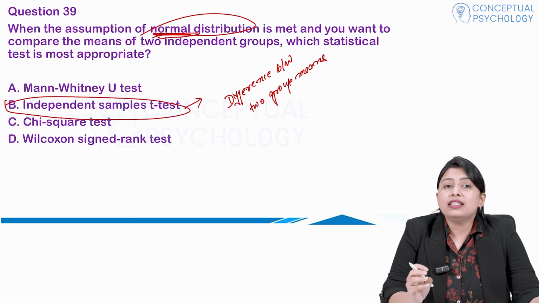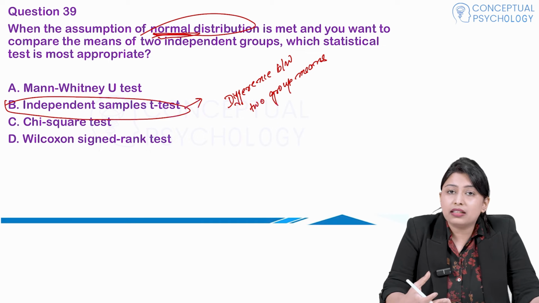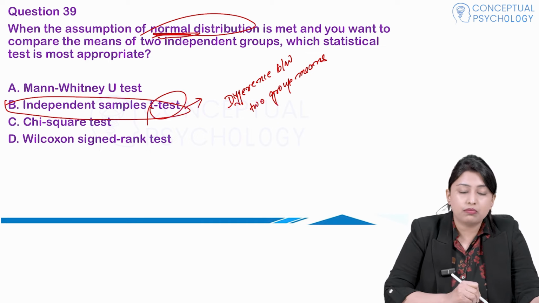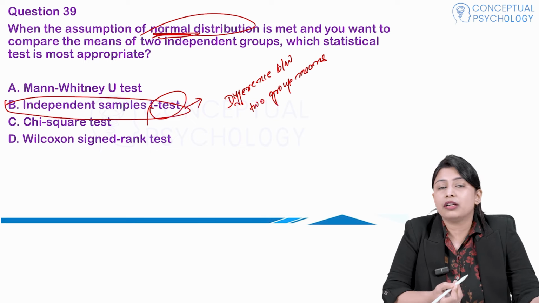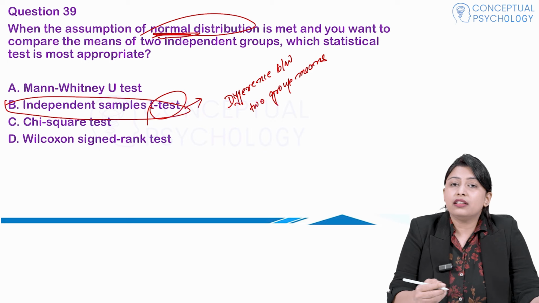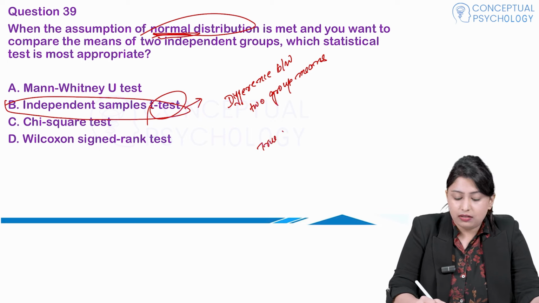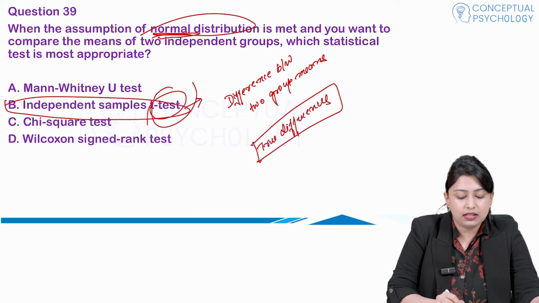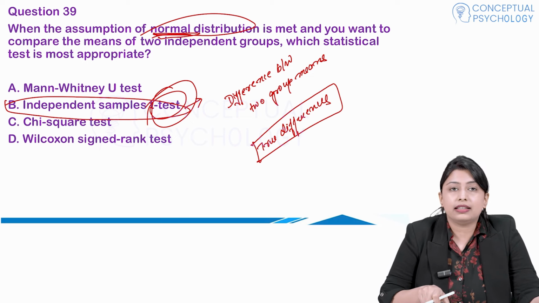Okay, so when these parametric assumptions are met, the t-test is more powerful. The t-test becomes more powerful than the non-parametric alternatives. It means it's better at detecting the true differences when they exist. So the correct option is independent sample t-test.